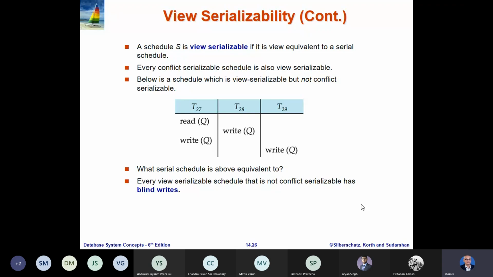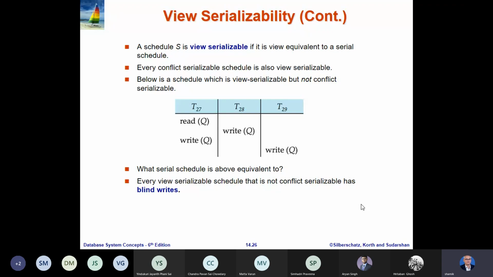Then if you draw the precedence graph, we will have an edge from T27 to T28, because read Q of T27 occurs before write Q of T28, and an edge from T28 to T27, because write Q of T28 occurs before the write Q of T27. So we can see that it will have a cycle, and hence it is not a conflict serializable schedule. But if you see this example, what is the net effect?